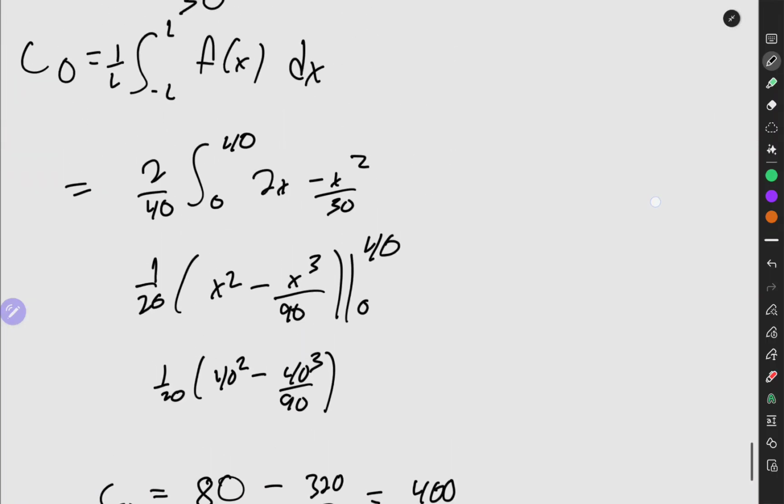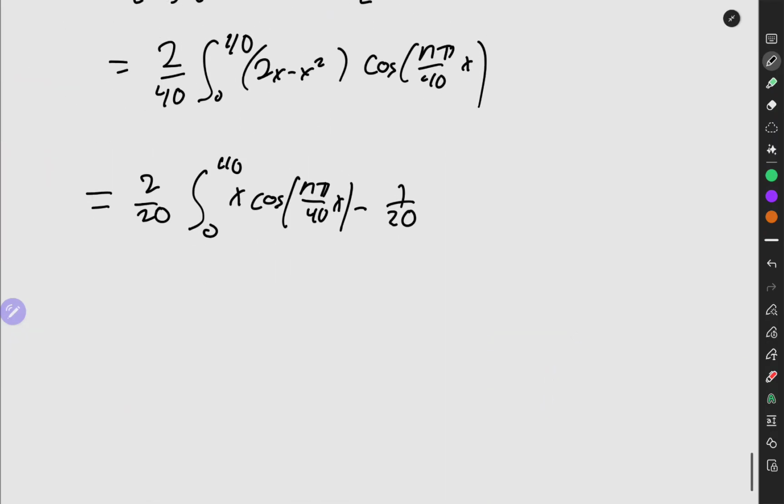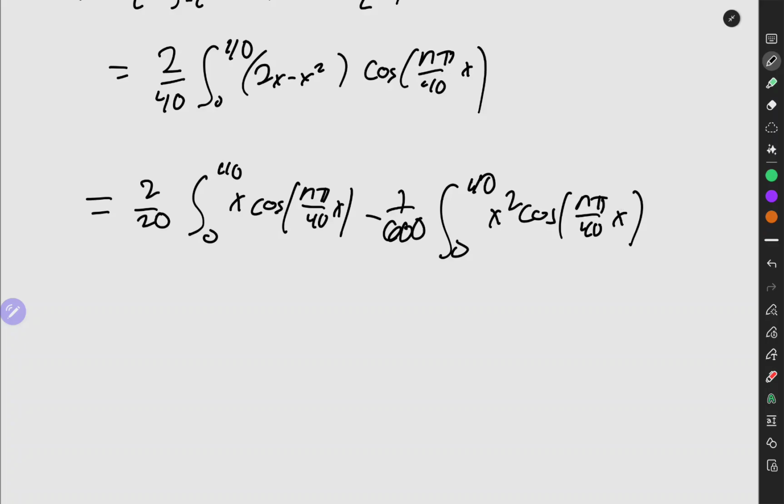Wait, I'm missing something from that. I like how I caught myself down here. I was going to say, where's that 30 from? Where's that 30 go? What's 20 times 30? 20 times 30 is 600. Negative x squared, negatives out there. Cosine n pi over 40x. That was not too fun.